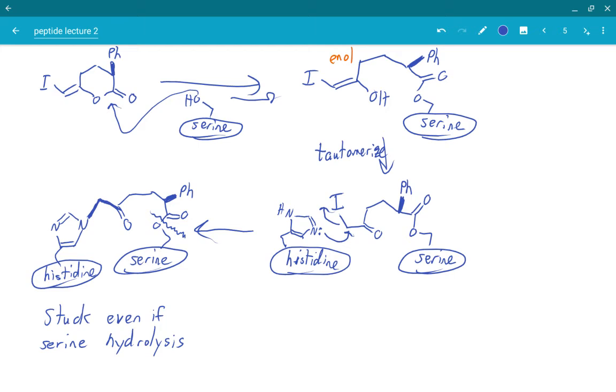Right? And so I basically have used the serine nucleophile in the enzyme as a way to turn this sp2 iodide, which is not electrophilic because you can't do SN2 at an sp2 center. But when I hydrolyze this, now I have an sp3 carbon-iodine bond, right? And so now this can be a perfectly good SN2 substrate.